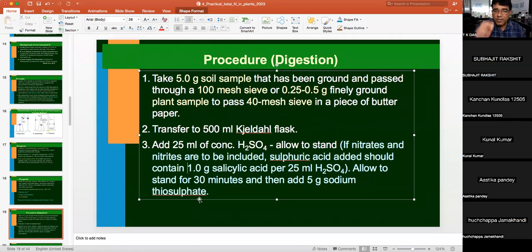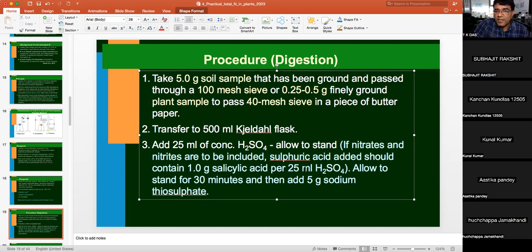Up to this point, you have not started heating it. You are just doing it before heating. So what you have done, 25 ml sulfuric acid has been added to the plant sample. In soil samples, if you are doing nitrate analysis, then you need to add 25 ml sulfuric acid containing 1 gram of salicylic acid. Allow to stand for 30 minutes.